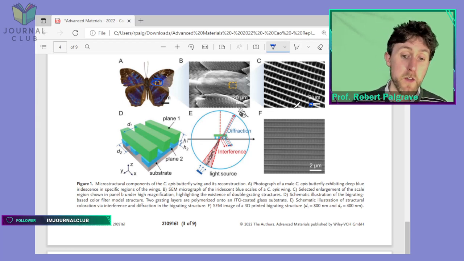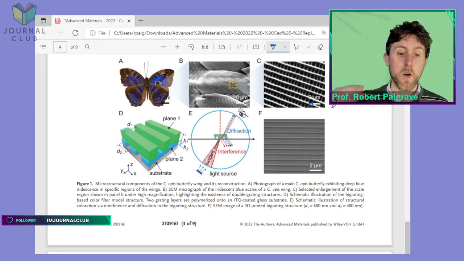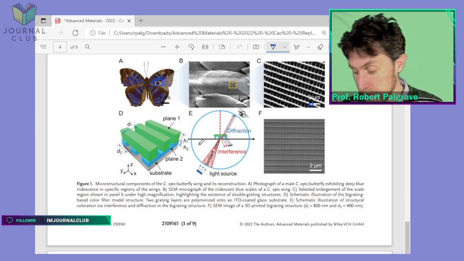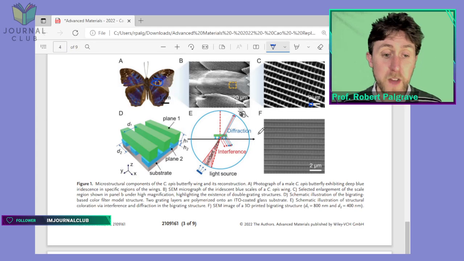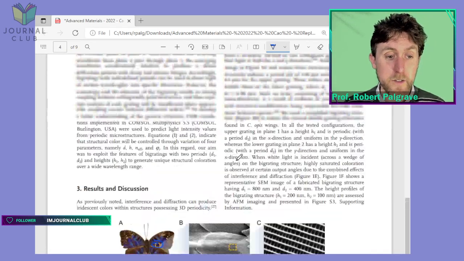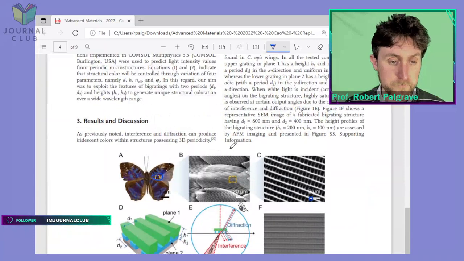But anyway, they have been able to replicate a part of it, and they have been able to make this bigrating feature, where you have these two different layers, as I said before, and they both have this D1, D2, that's the spacing of each layer, and H1, H2, that's the height of each layer. So that's essentially how they made them. Now let's have a look at the results, so we can read a little bit from the results maybe.